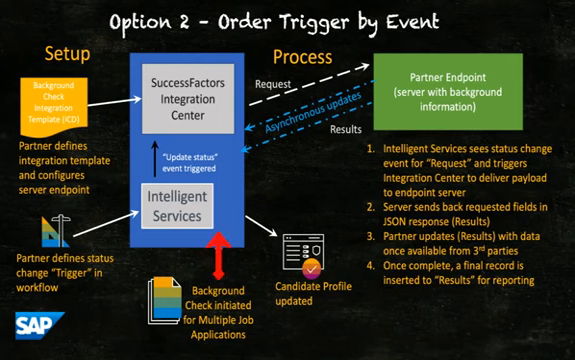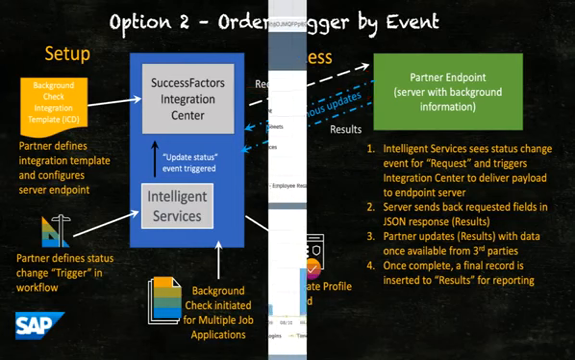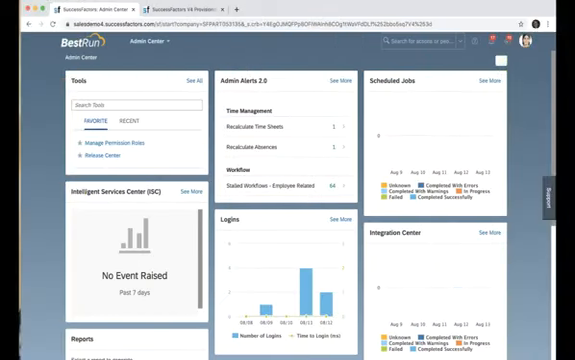In our example, an update to the status of the application will be the internal event that then triggers the integration center to go ahead and send the request to the partner endpoint, initiating the order for the background check information. So let's get started by making sure that our Intelligent Services is enabled in our admin center. So from the admin center, we can search for the Intelligent Services Center.